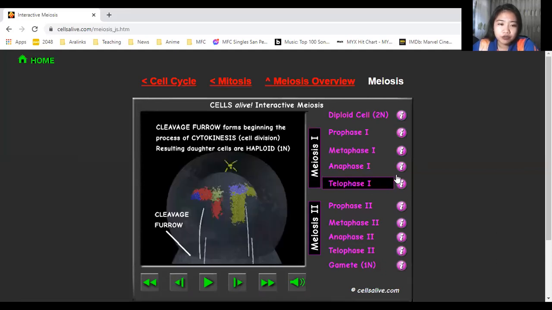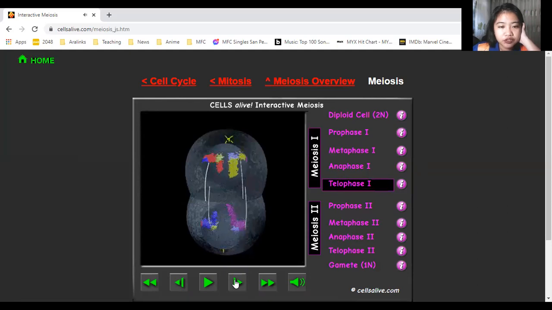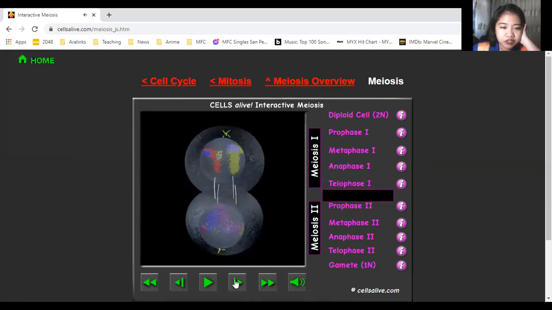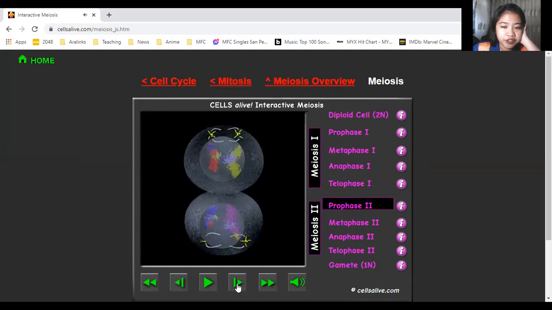Okay. So, next, let's look at the last one, which is the telophase 1. So, for telophase 1, magka-cleavage uli siya, cytokinesis. Yan. So, magkakaroon na tayo ng haploid, meaning 1N na siya. Okay. So, kumbaga nakalahati na yung yan. So, yan. Ganun lang din na disintegrate yung spindle fibers, nabubuo uli yung nuclear membrane. And then, preparation for prophase 2. Or meiosis 2 na tayo. Okay?